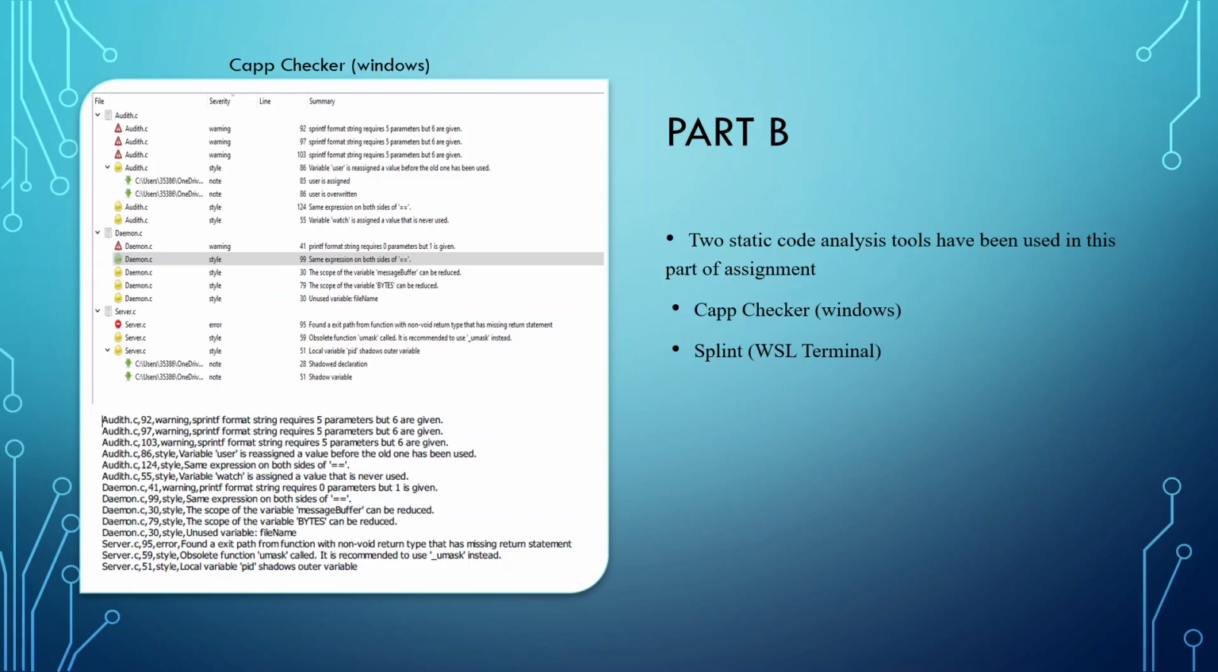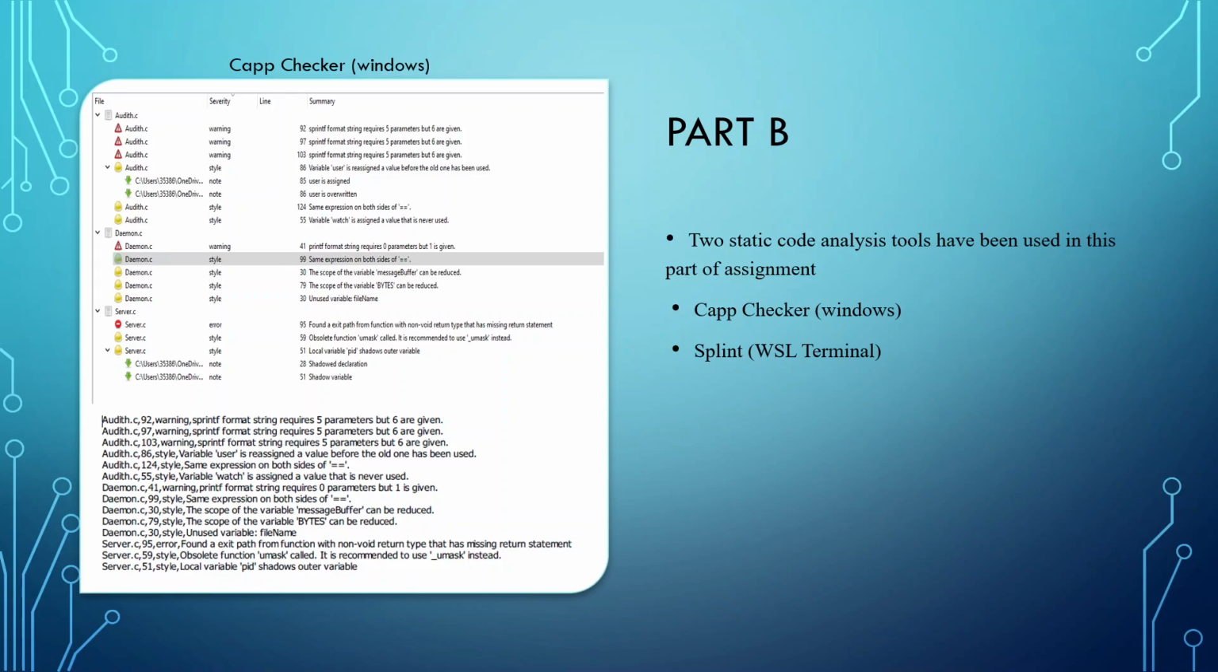So we could see a couple of problems, a couple of warnings, and a couple of style issues. For example, in daemon.c at line 41, we have a warning: printf format string requires zero parameters, but one is given. Because we want to make sure of this, we needed more specific tools to tell us more about it.